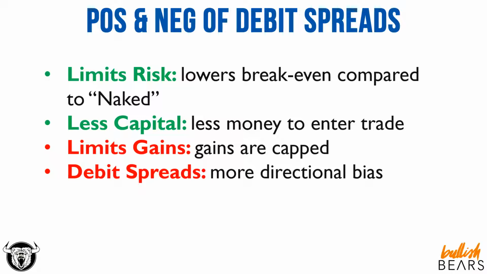So what are some of the positives and negatives of debit spreads? Well, one of the biggest positives is that it lowers your break-even point compared to trading naked options. When you're trading a naked option, you have to be very directionally biased. With a debit spread, you still need to be directionally biased, but the combination of buying and selling an option lowers your break even. So if you get the direction right, it moves a little bit quicker in your favor.